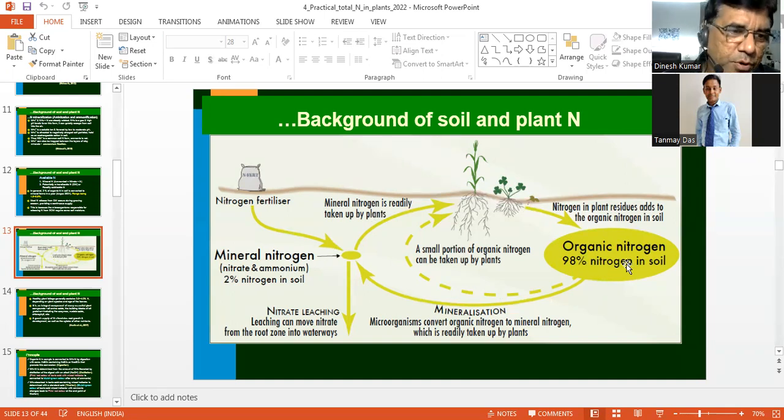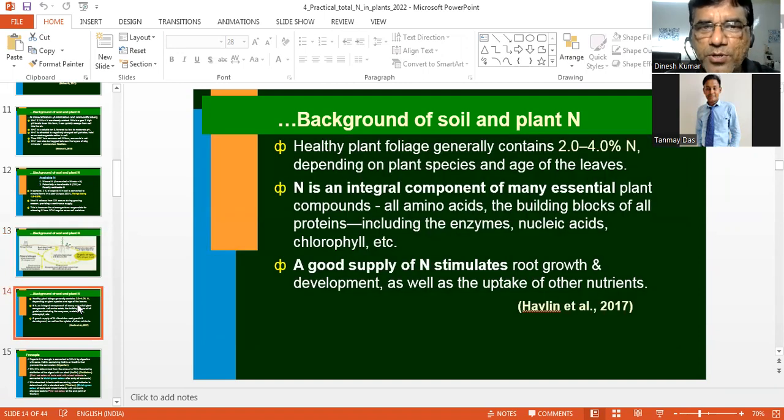And now we will go to this method after one more slide. Healthy plant foliage generally contains 2 to 4% nitrogen. Now we see the nitrogen percent in plants, because the method for estimation of total nitrogen in soil and total nitrogen in plant material is the same.